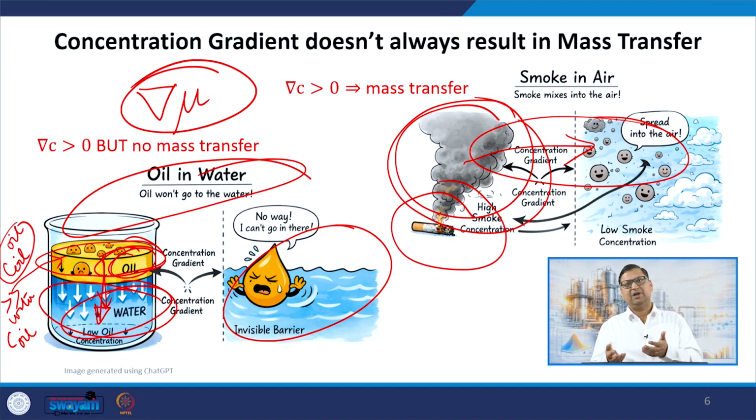So, this chemical potential gradient is going to eventually vanish, and in the case of smoke, it is equivalent to saying that the concentration gradient also vanishes, right, and that is the condition of equilibrium. In the case of oil in water, the concentration gradient remains at the interface, but the chemical potential gradient vanishes. So, what is more important therefore, is the chemical potential gradient, not the concentration gradient.